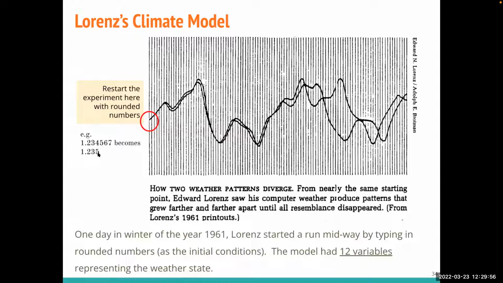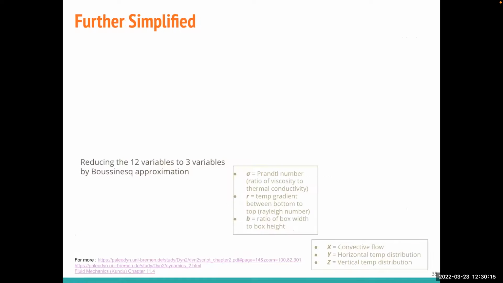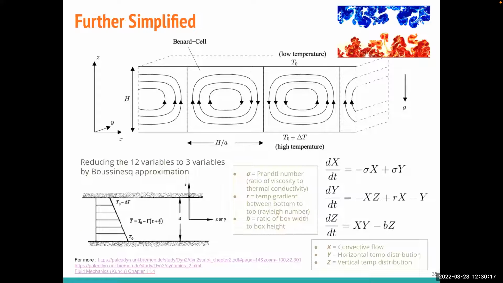They are pretty much the same. One with the rounded numbers and one with the original 6 decimal place numbers. Okay, they're not the same. And then he checked the computer, and the computer didn't break. And then he found the chaotic behavior of the system.